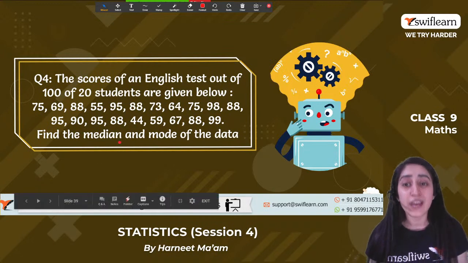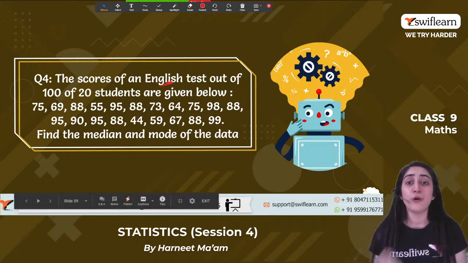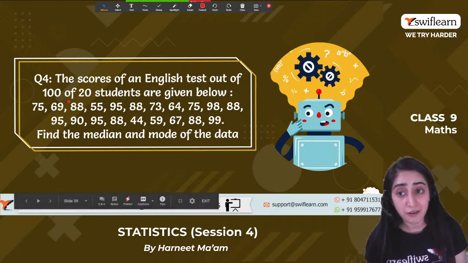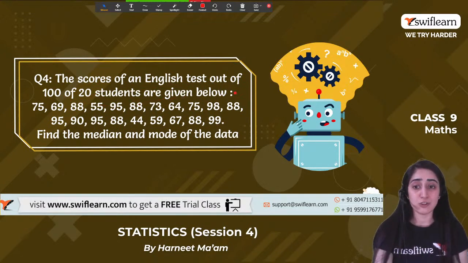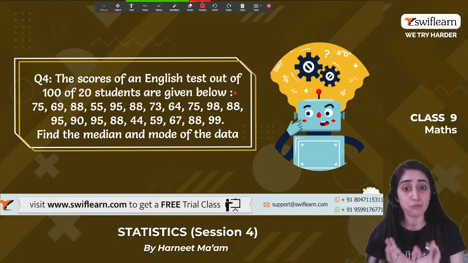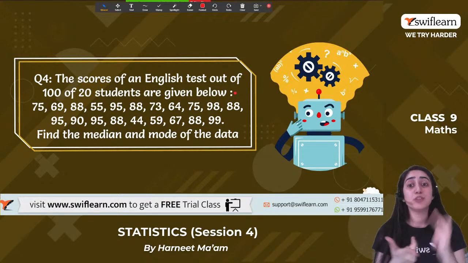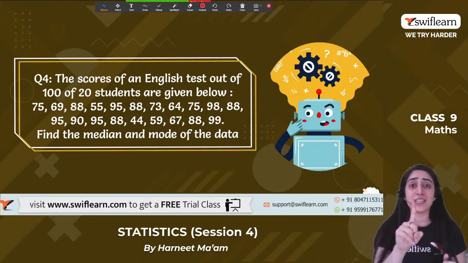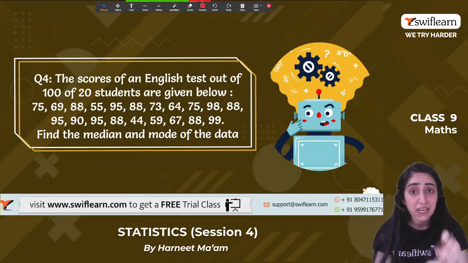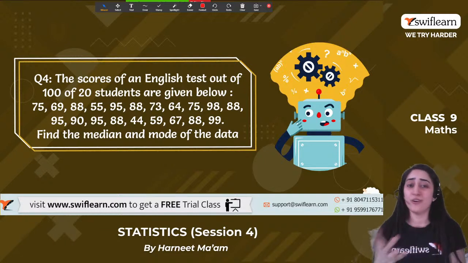All right. So here's the question: the scores of an English test out of 100 of 20 students are given to me. So it was a test of 100, all this data is given to me, and I have to find the median and the mode. For the median, the first thing is to arrange the data and then find the median. For the mode, it is the value that repeats the most.